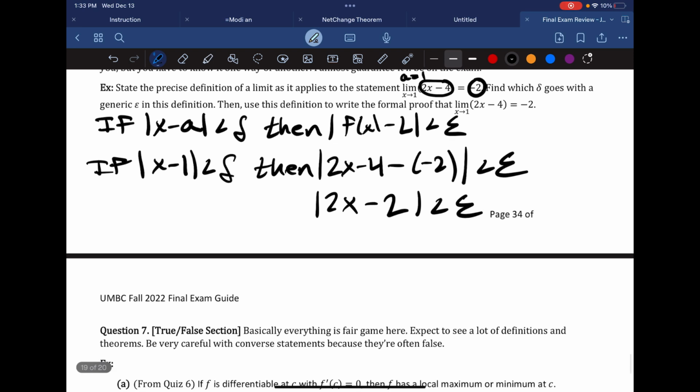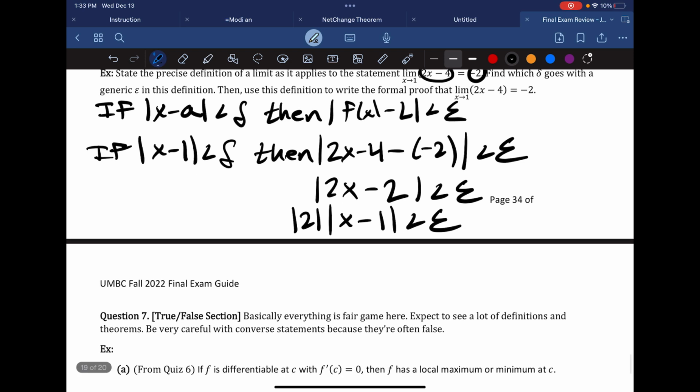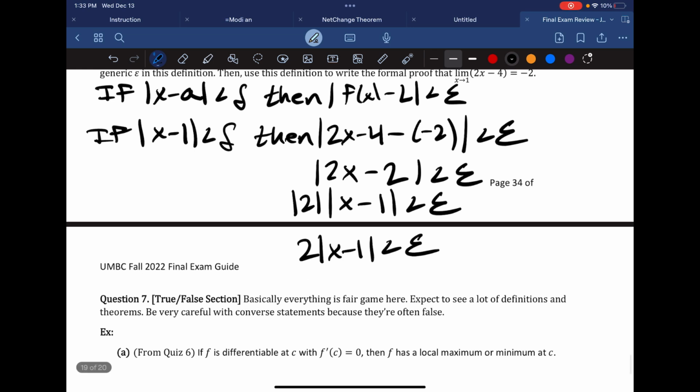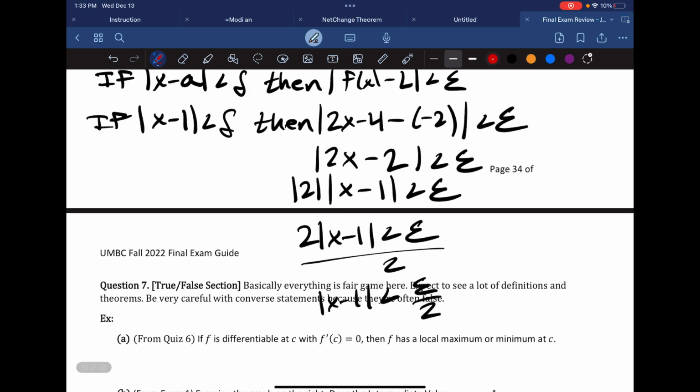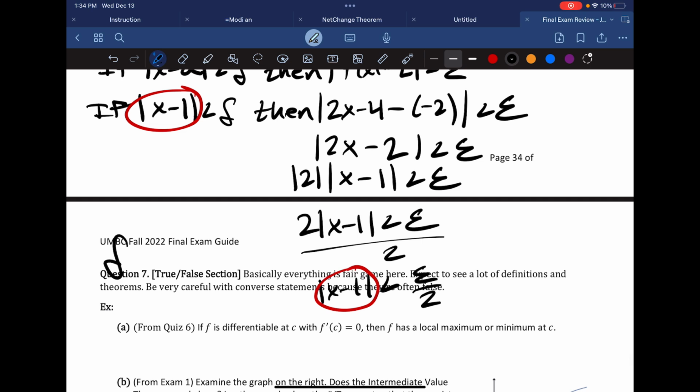We can simplify this a little more. We can factor out a 2, so that's the absolute value of 2 times x minus 1 is less than epsilon. The absolute value of 2 is just 2. So then we can divide both sides by 2. The absolute value of x minus 1 is less than epsilon over 2. And as you can see, this looks a lot like this. So that means we're done, and we have successfully chosen our delta value. So we choose delta to be equal to epsilon over 2.